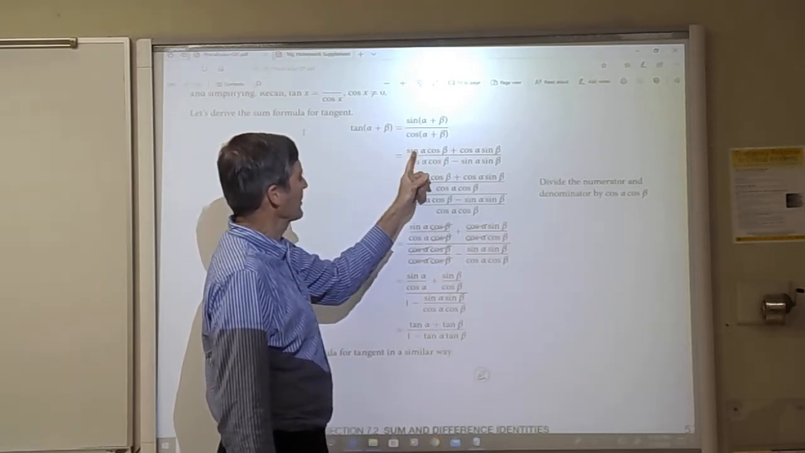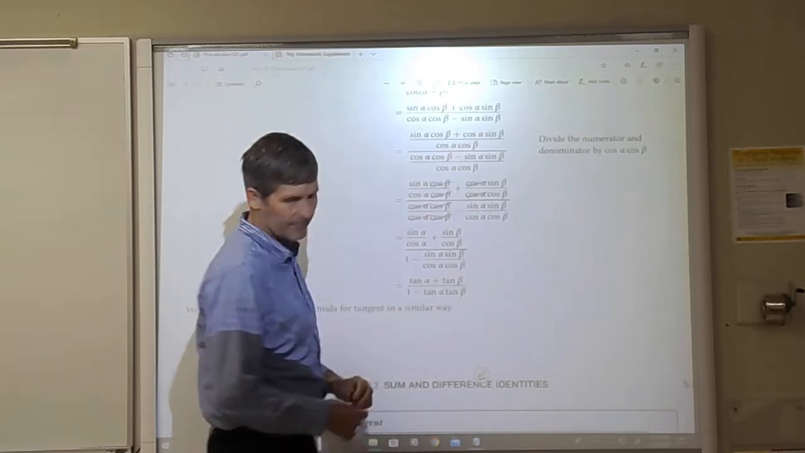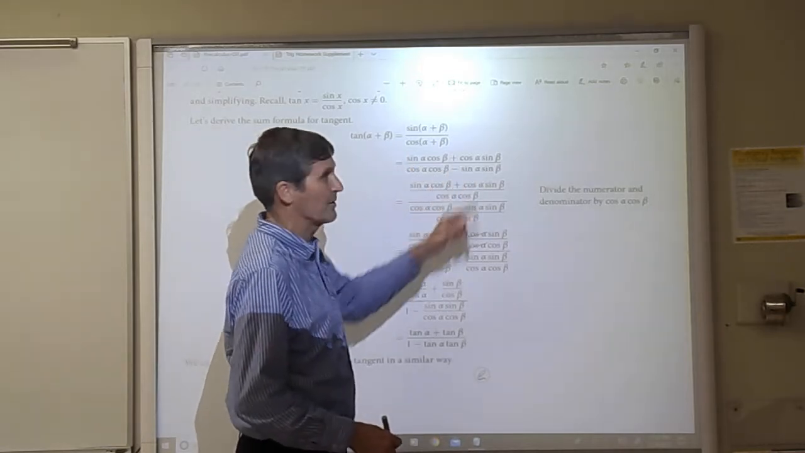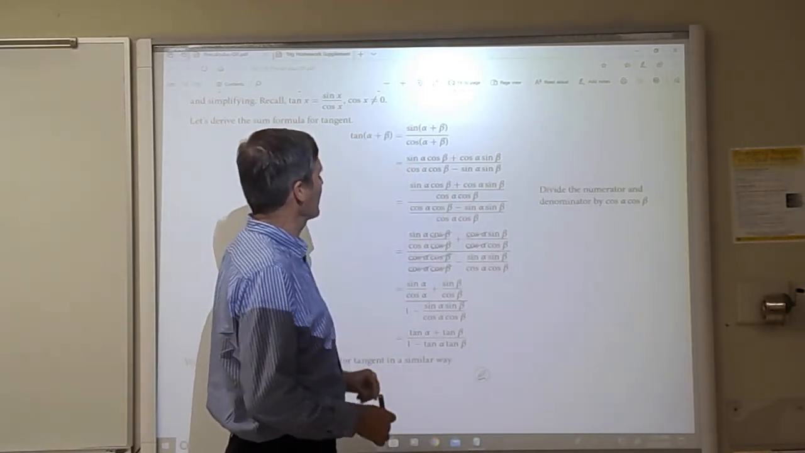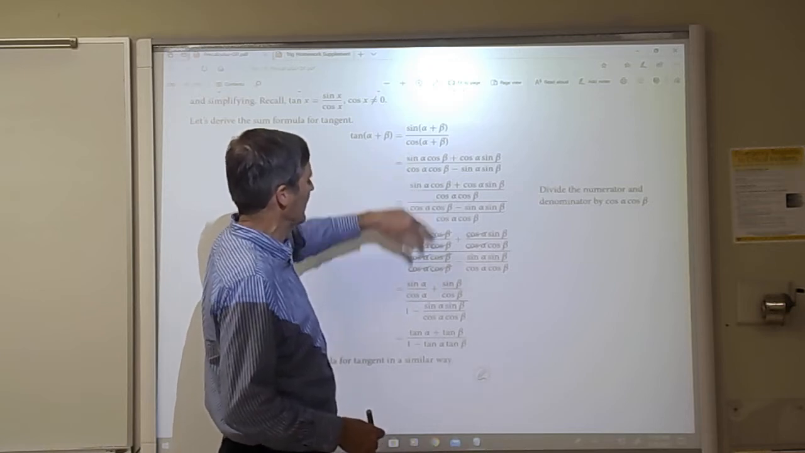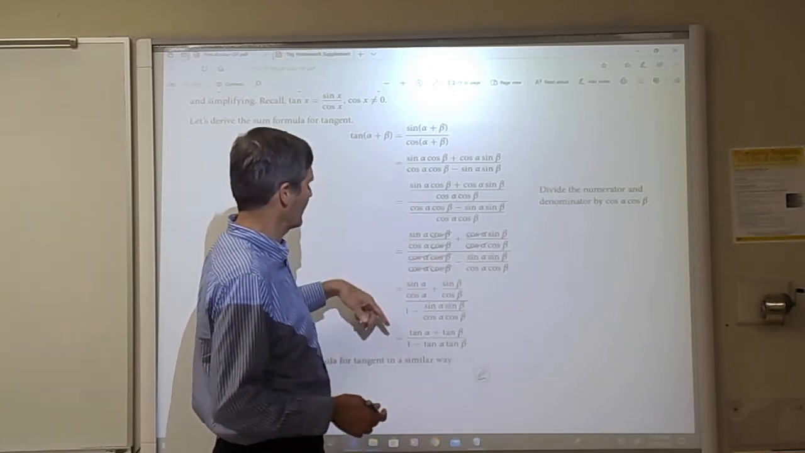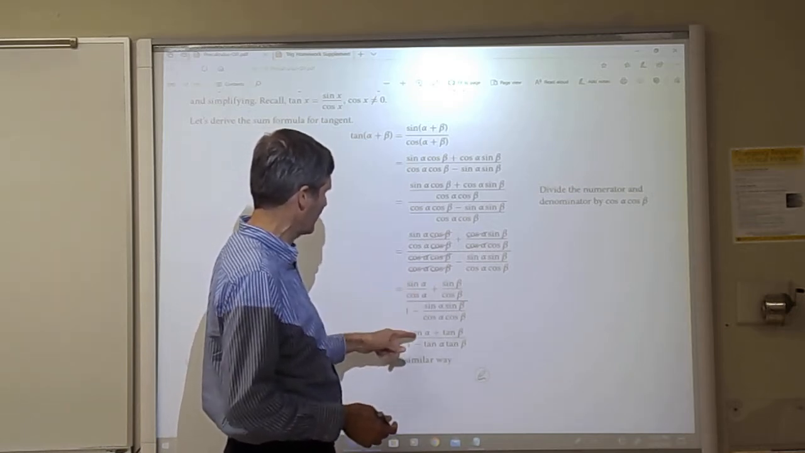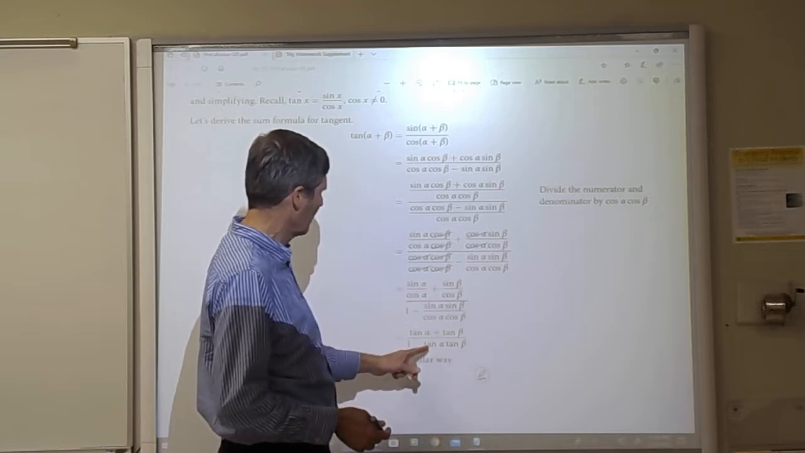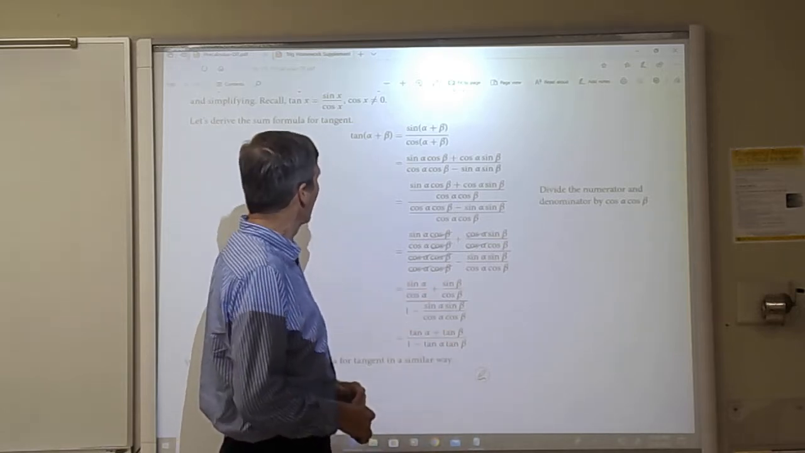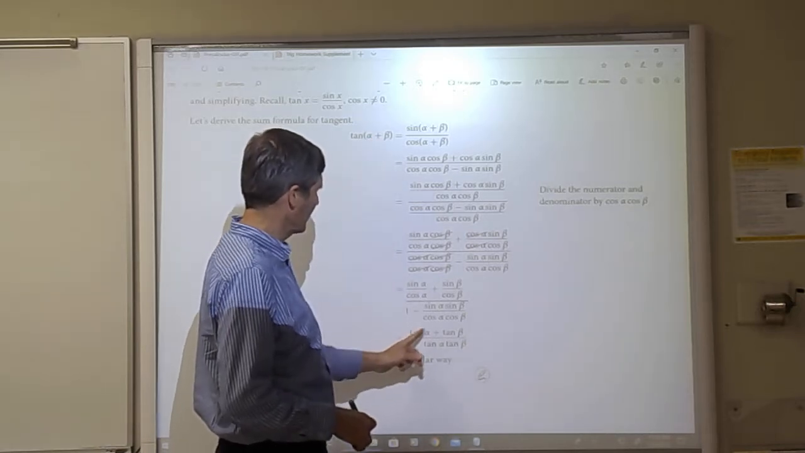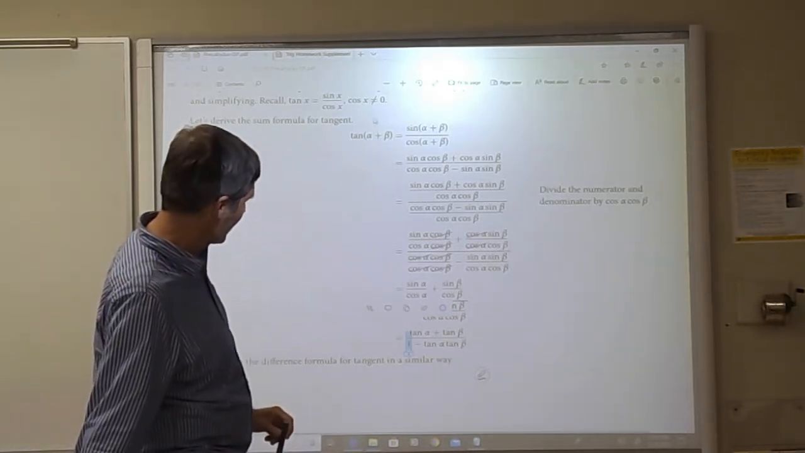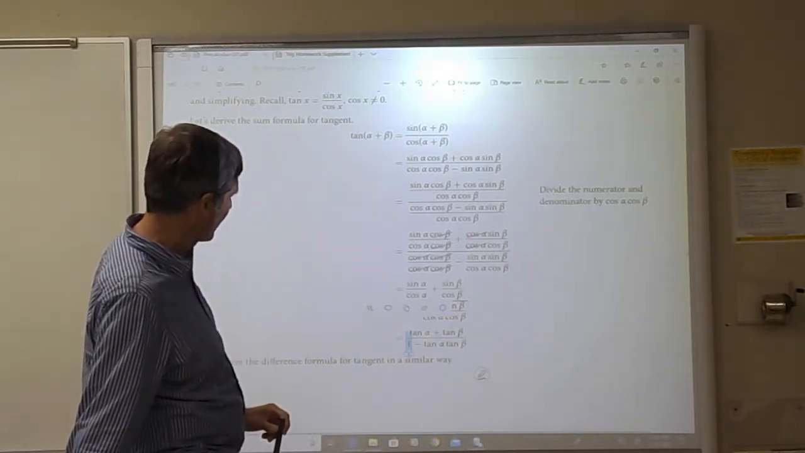Then sine alpha plus beta is sine cosine plus cosine sine. And cosine is cosine cosine minus sine sine. Those were the sum identities for sine and cosine. Well, if we do some manipulations here, like we did last time in class, simplifying identities, we can reduce this to this expression, which is now tangent alpha plus tangent beta over 1 minus tangent alpha tangent beta. Evidently, tangent of alpha plus beta is tangent plus tangent over 1 minus tangent tangent. We can apply that to find tangent of some new angles now.